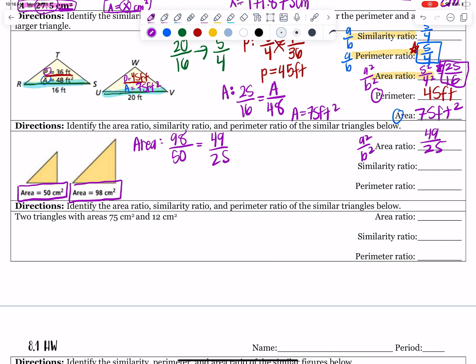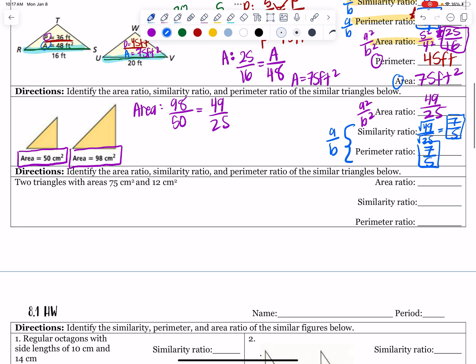So what this wants you to do is to go backwards. That's the one that's A squared over B squared. Both of these should be A over B. So how do I go from something that's squared to something that's not? I'm going to take the square root of both sides. So the square root of 49 over the square root of 25 is going to be 7/5. If that's 7/5, then the perimeter ratio is also going to be 7/5. That's just the square root of A squared over the square root of B squared. So we took the square root of both sides.